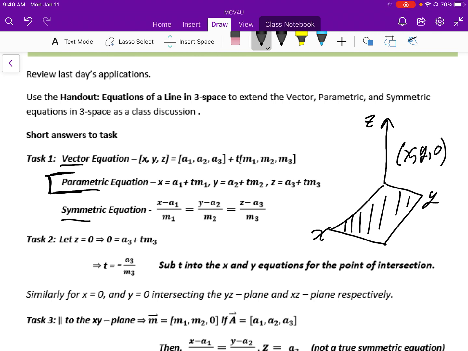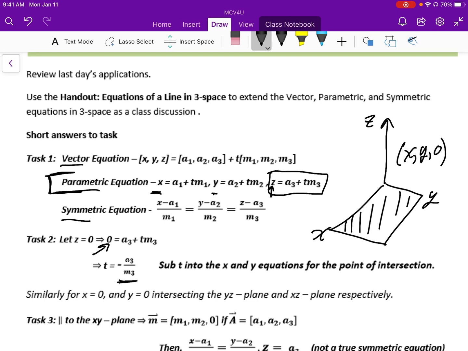So that means that the parametric equation for z needs to be equal to 0. Since you know that z is going to be 0, you can solve for t, the parameter, and then you know what to substitute back in to find your x and your y. You just sub that value of t back in, and then you have it.